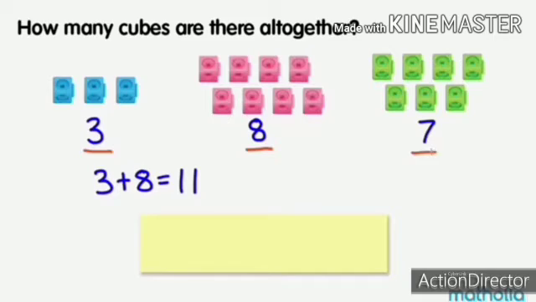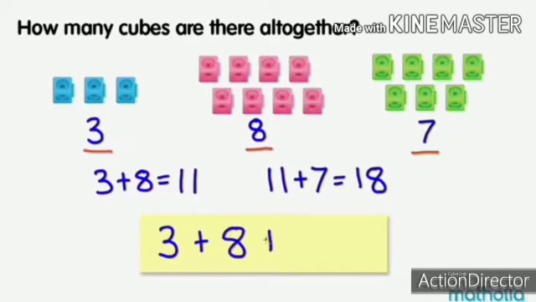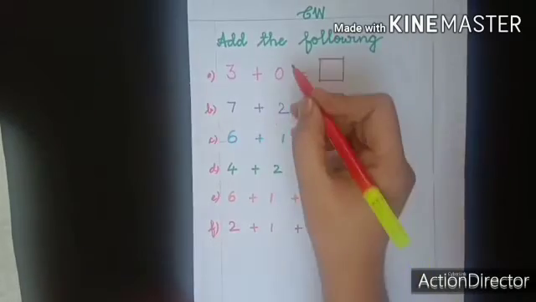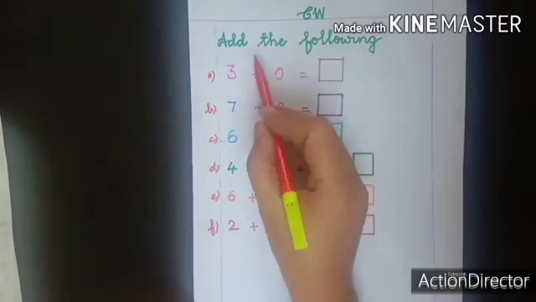Now add the third number 7 to the sum of the first two numbers, which is 11. 11 plus 7 is equal to 18. Thus we say 3 plus 8 plus 7 is equal to 18. There are 18 cubes. Let us solve classwork problems.